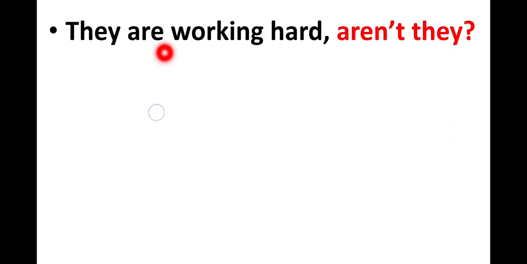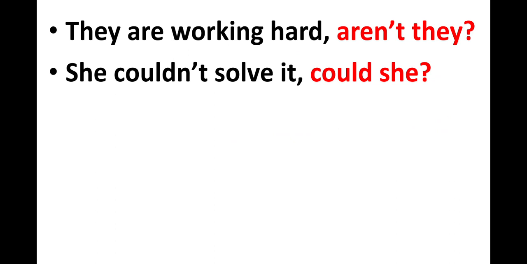So here you see are is an auxiliary verb and they is subject. So this statement is positive, so question tag will be negative. So we'll take are plus not plus they, and this will be our question tag. They are working hard, aren't they? Another example, she couldn't solve it. This statement is negative, so question tag will be positive. So we'll take could, we'll remove not, and we'll use this subject. So could she? She couldn't solve it. Could she?